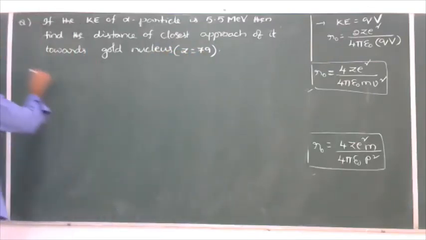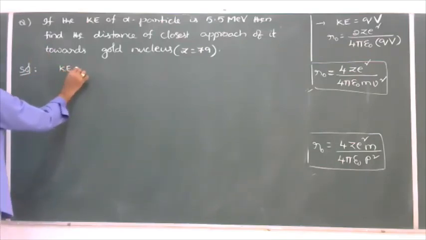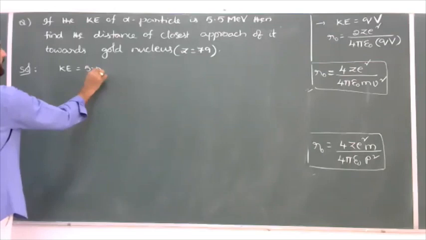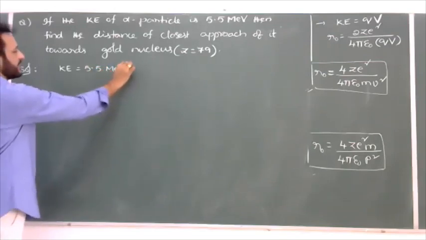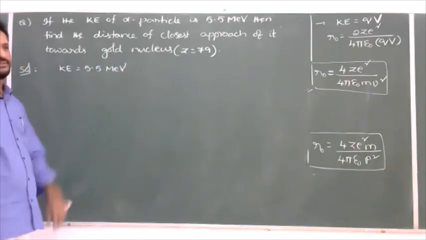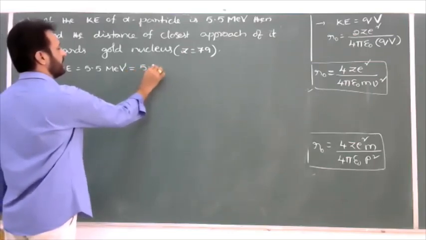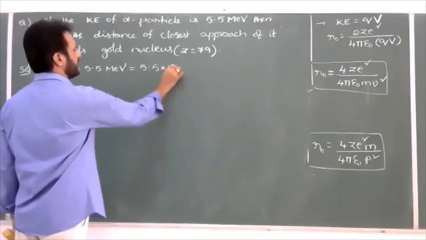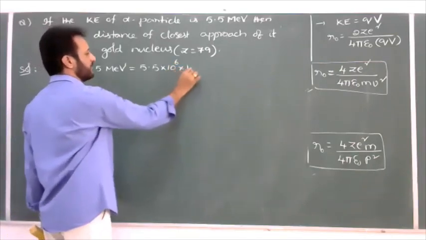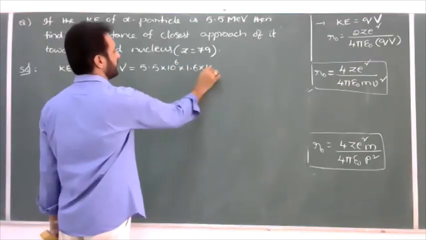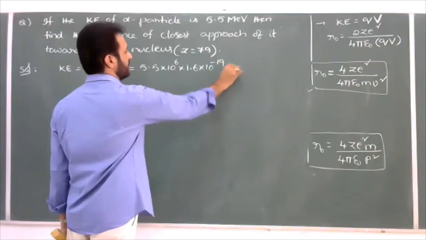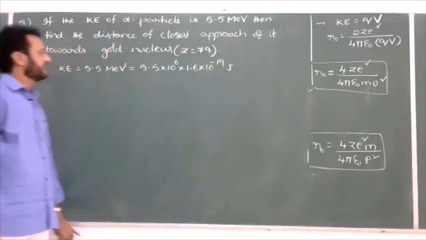Now you have to solve this one. So given data: kinetic energy of the alpha particle is given as 5.5 MeV, mega electron volt. Convert this value into joule. That is equal to 5.5 into 1 mega electron volt. Mega means 10 power 6. 1 electron volt is 1.6 into 10 to the power of minus 19 joule. Use a calculator and simplify this one.